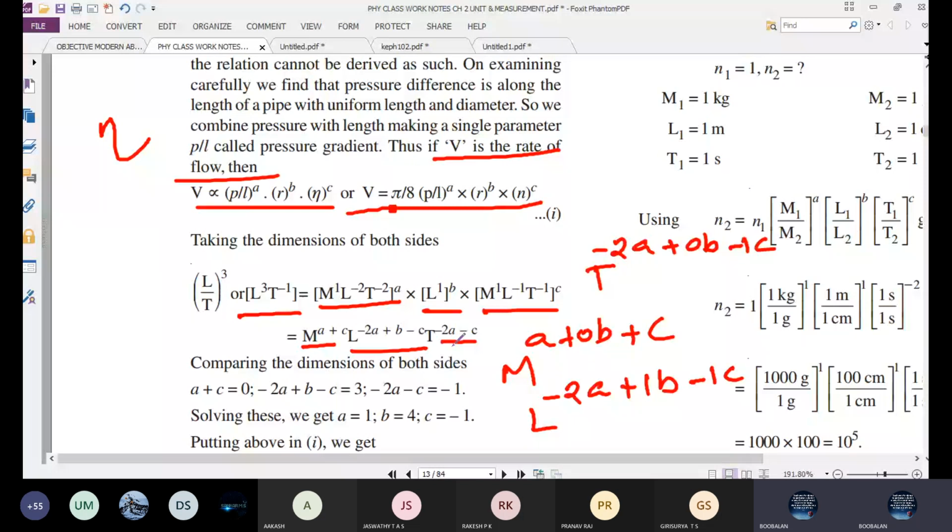First step, from the equation, you should write the relationship formula. Next step, applying the dimension formula. Two steps completed. Up to that, if you have any doubt, you can ask. Shall we go for the next? Is it clear?